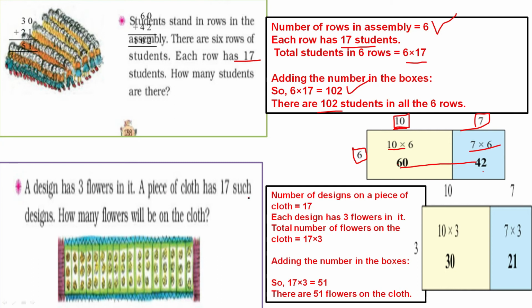A design has 3 flowers in it. A piece of cloth has 17 such designs. How many flowers will be in the cloth? Number of designs 17, piece of cloth. Each design has 3 flowers, so 17 threes are. 17 can be written as 10 plus 7 and 3. Just you multiply and add the numbers, 30 plus 21, you will get 51 flowers.